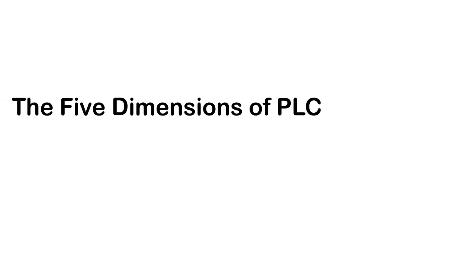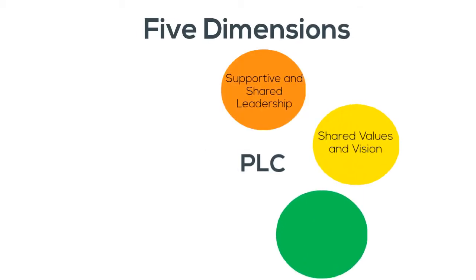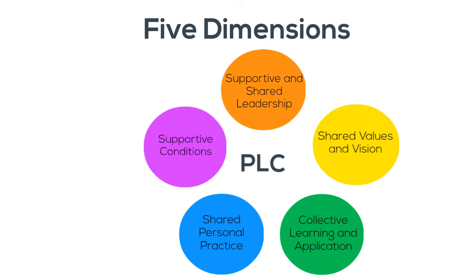To implement and sustain an effective PLC, we are going to explore Hip and Huffman's 5 dimensions of PLC. The 5 dimensions are supportive and shared leadership, shared values and vision, collective learning and application, shared personal practice, and supportive conditions, which are structures and relationships. These dimensions are also known as key enablers to implement and sustain an effective PLC, and most importantly, they are interdependent.